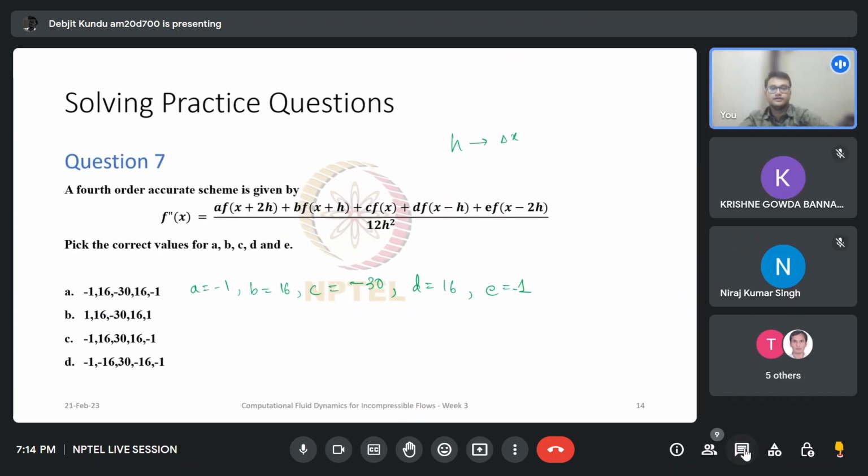So we have three responses in favor of option A. Let's see what others have to say.